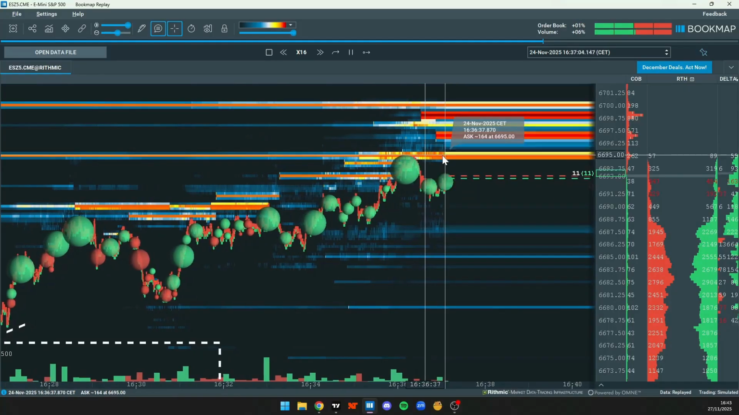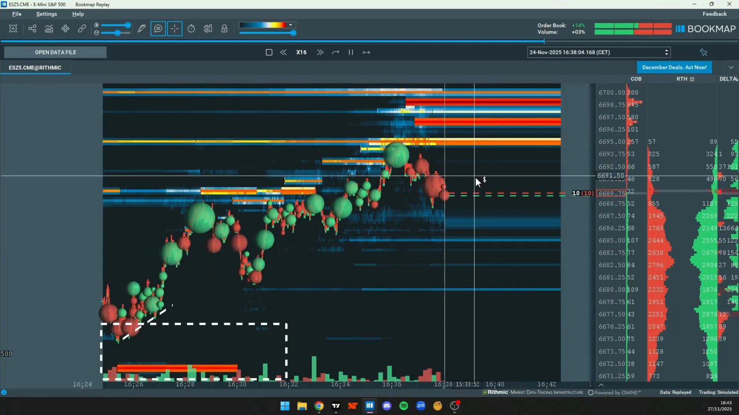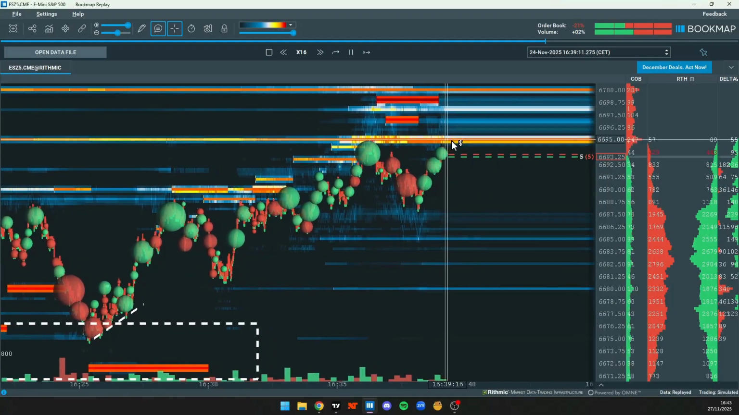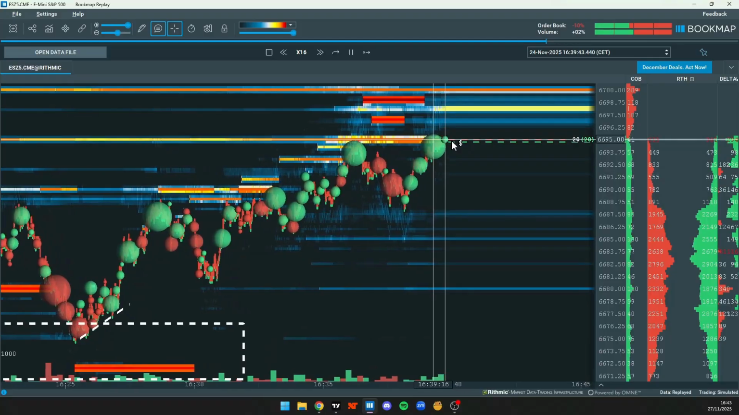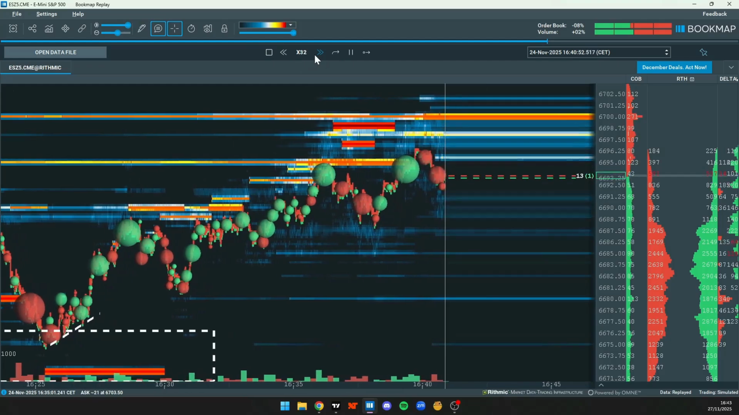A little bit of a pullback. And we're almost at the 95s. There we go, hit the 95s. And we're going to hit the 700s very soon as well. Just speed it up a little bit more.